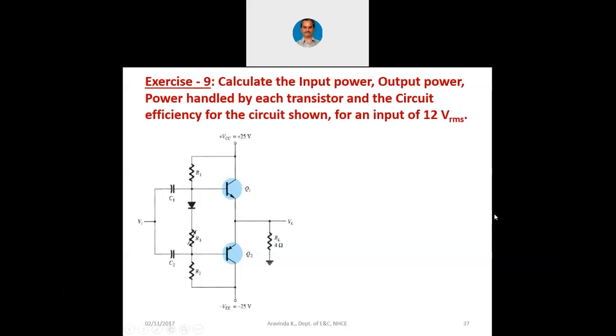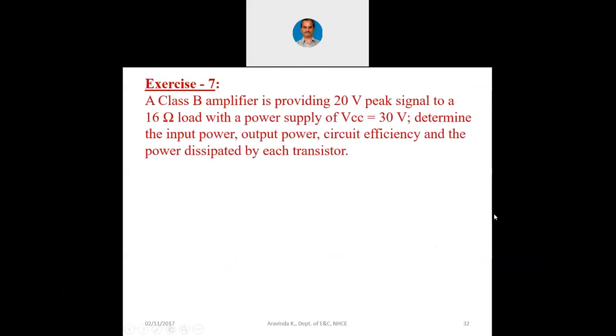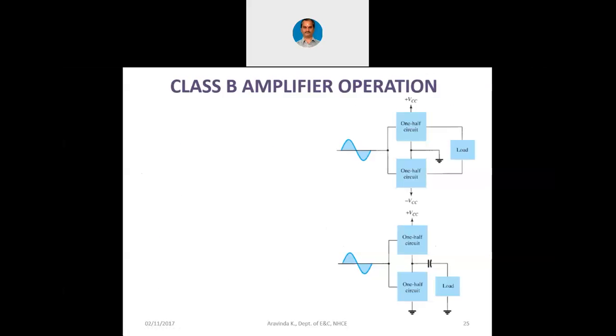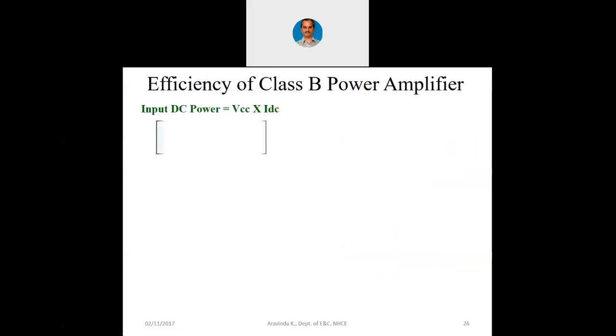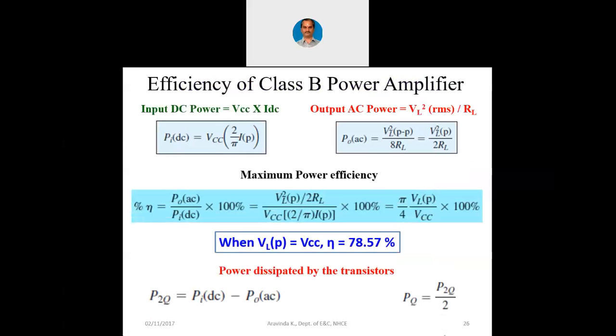Let me remind you by showing you the slide where we have the formulae of class B. Input power is VCC into IDC. What is IDC? IDC is 2 into I peak divided by pi. And output AC power is VL squared RMS divided by RL. What is VL RMS? VL RMS is VL peak divided by root 2.